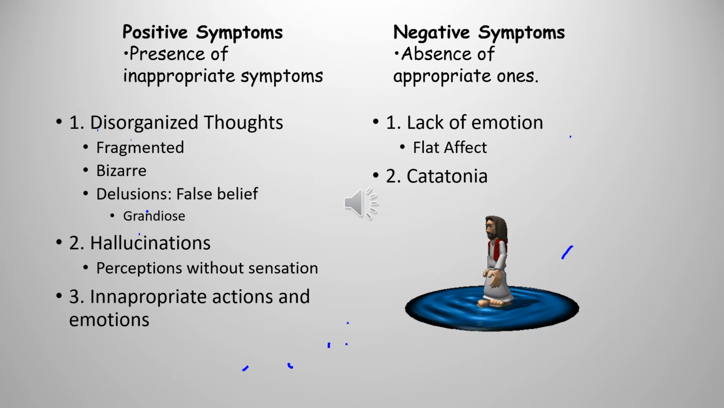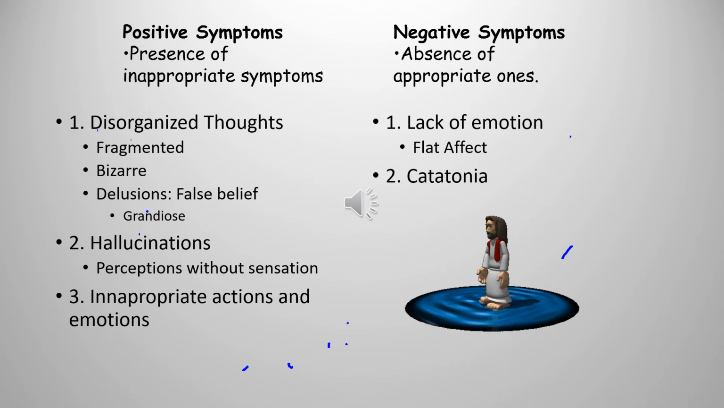The third positive symptom is inappropriate actions and emotions. Many people with schizophrenia will have unusual actions such as pacing or rocking or twisting their hair constantly. The emotions may be inappropriate, so if you're telling a story to someone and it's a sad story, they may respond by laughing. So they have an inappropriate emotional response. So those are the positive symptoms.